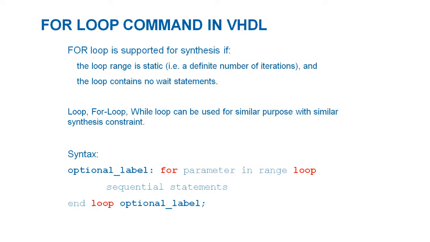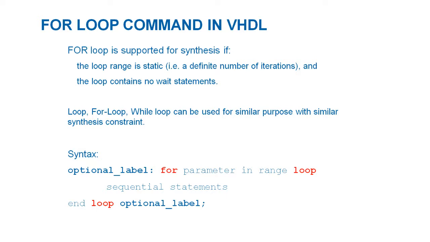But if we know that we would like to implement a for loop that iterates for a specific number of times, the same number of times all the time, then we can say that yes, it can be synthesized, and the synthesis tool will simply go ahead and unroll it and implement this. So here is a syntax for implementing for loops.